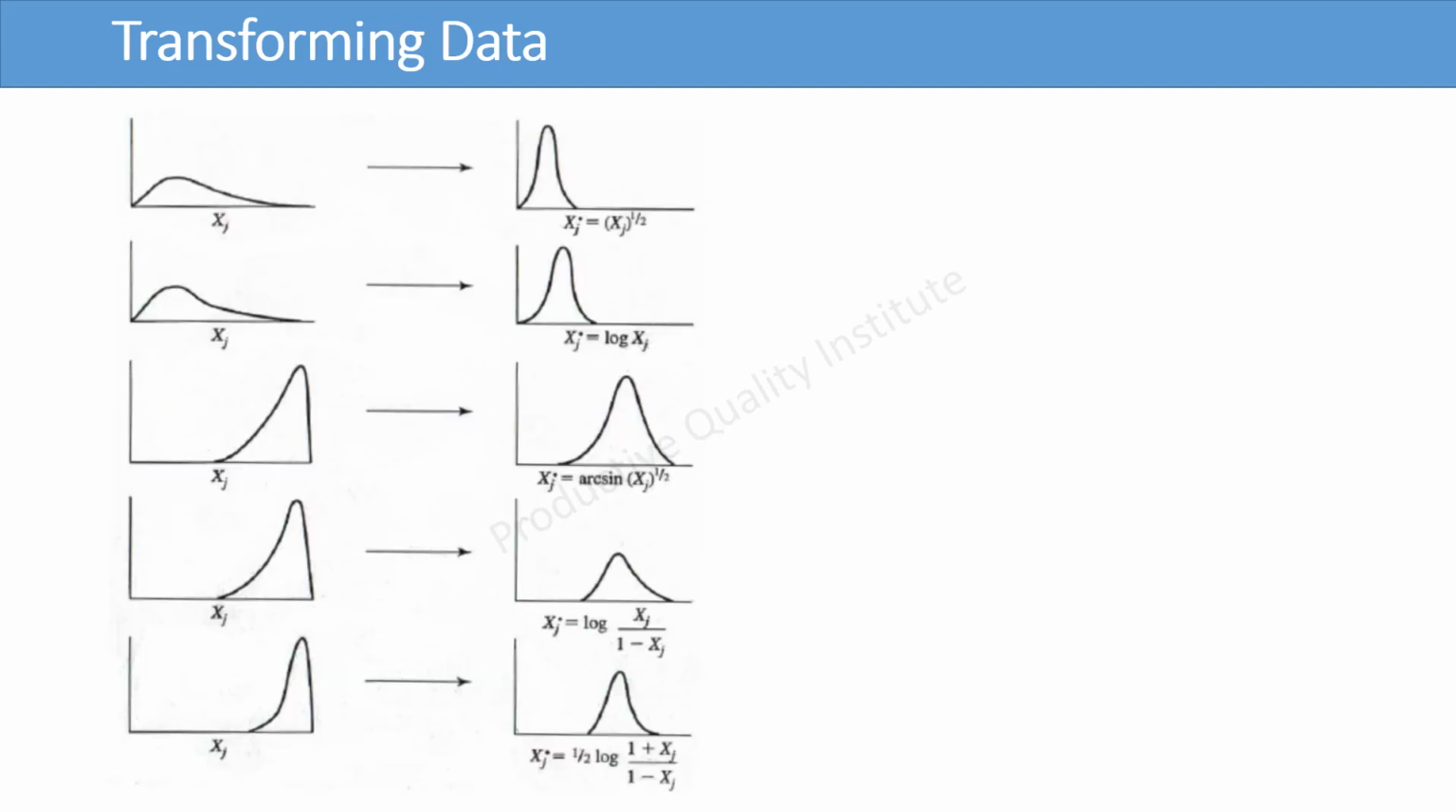Here are examples of non-normal distributions. To transform the data, we will use a nonlinear transform function to align the data to a normal distribution, as shown in the examples.